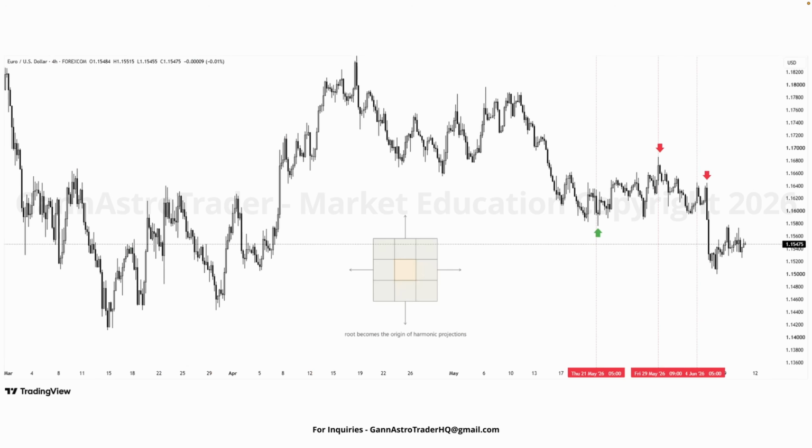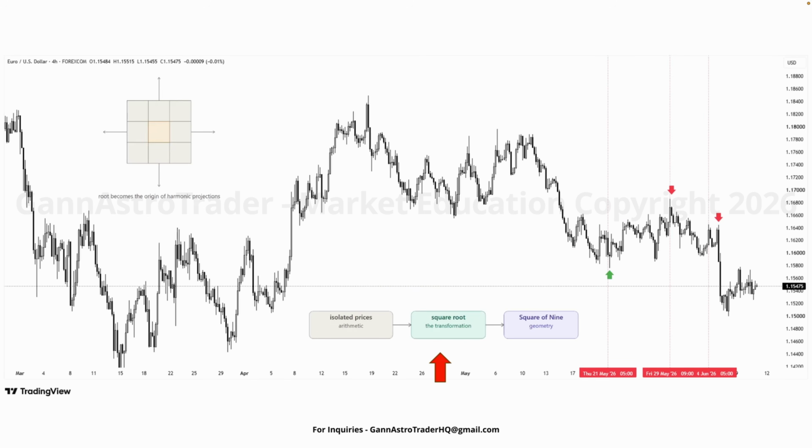Once we obtain the square root, we can immediately locate that value inside the square of 9. That location becomes the origin of our harmonic projection. From there, we no longer work with the original market move. Instead, we work with the geometric relationships surrounding its root. One of Gann's central ideas was that markets could be studied through mathematical relationships rather than isolated prices. The square of 9 reflects this philosophy. By transforming the market move into its square root, we shift from arithmetic measurement to geometric organization. That is what allows the square of 9 to be used as a forecasting tool.